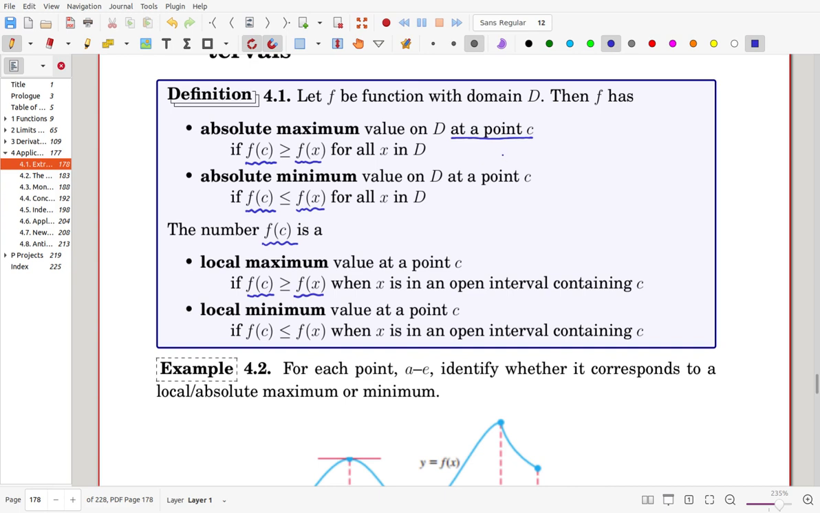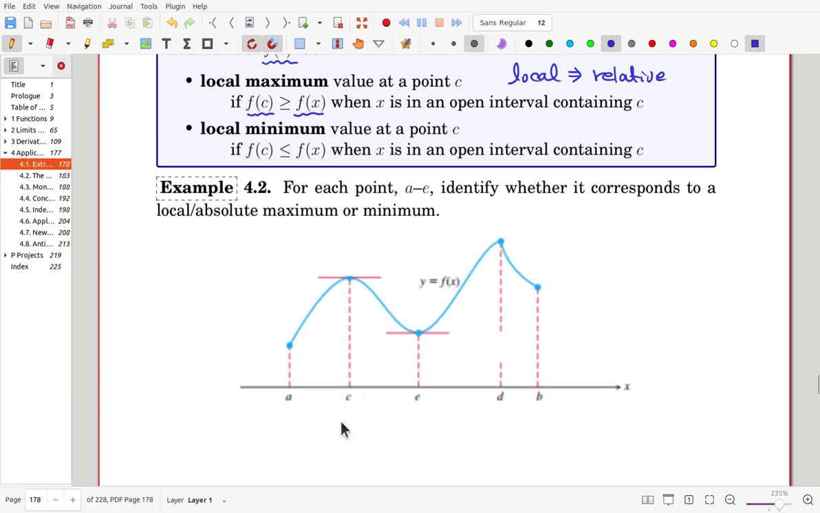For absolute maximum and absolute minimum, we may say global maximum and global minimum. So rather than absolute, sometimes people use global. And for local, sometimes we use relative. So relative maximum, relative minimum, or local maximum, local minimum.